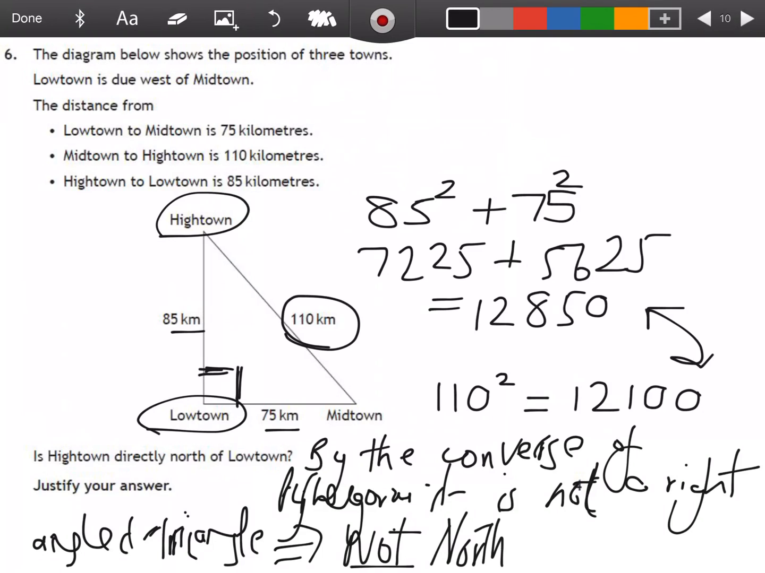Okay, now the reason we know it's not a right-angled triangle and therefore it's not north, is because 85 squared add 75 squared does not equal 110 squared. Okay, so you must write your sentence about the converse of Pythagoras, whether it works, whether it doesn't. It proves whether it's right angled. It's not right angled, it's not north, and therefore that statement doesn't work.